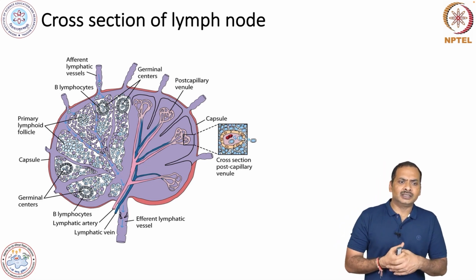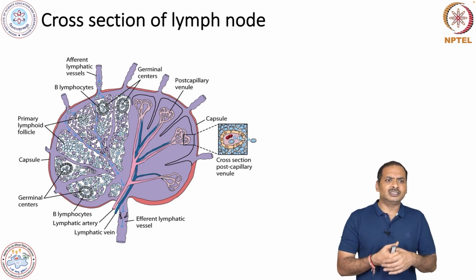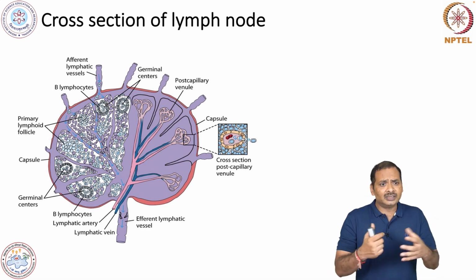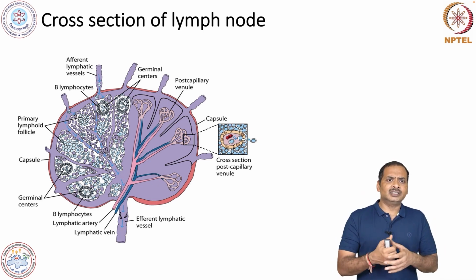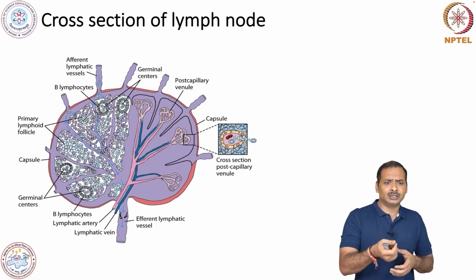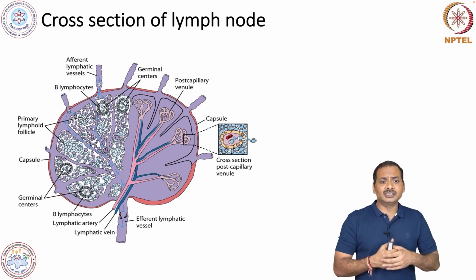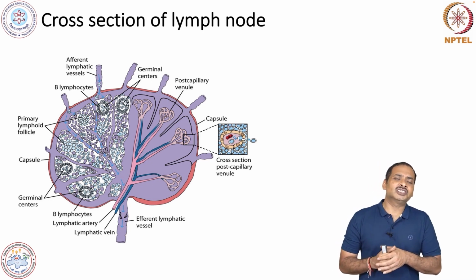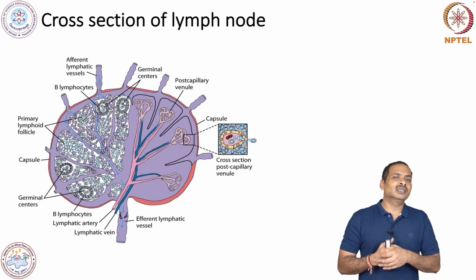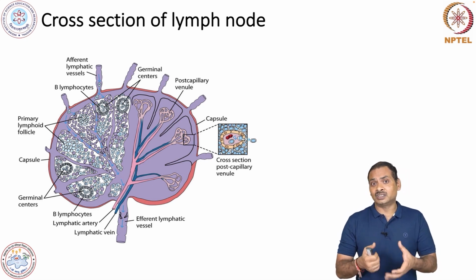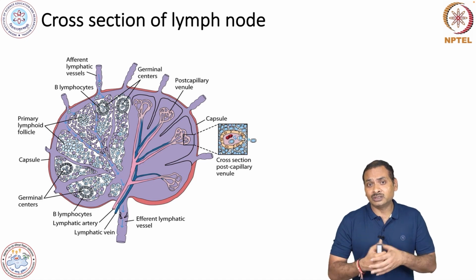Here you can see there is a germinal center, and there are primary lymphoid follicles, or primary follicles, which are not active. All these things are there, and there is an afferent lymphatic vessel. If you notice at the bottom of this organ, there is an efferent lymphatic vessel, which is rich in antibodies as well as effector T cells against the particular pathogen or antigen.